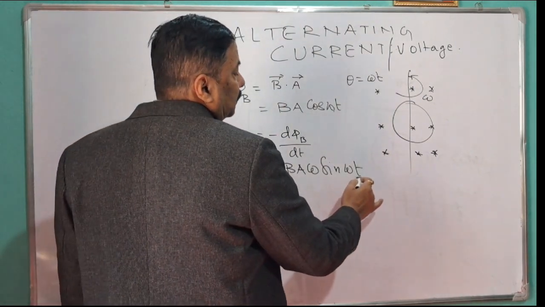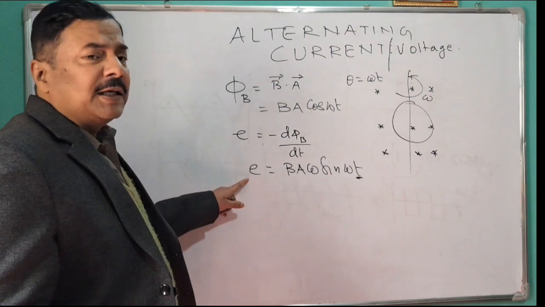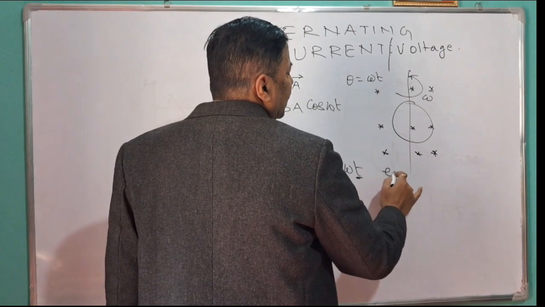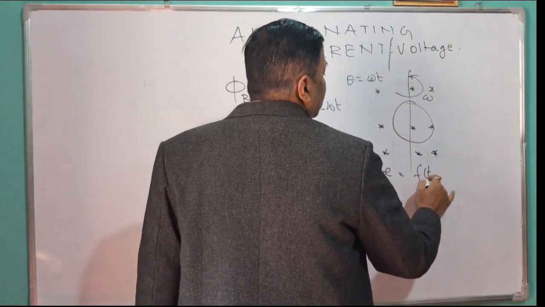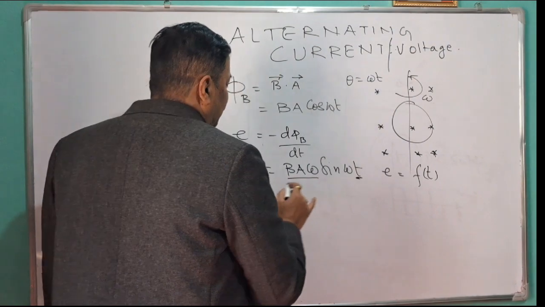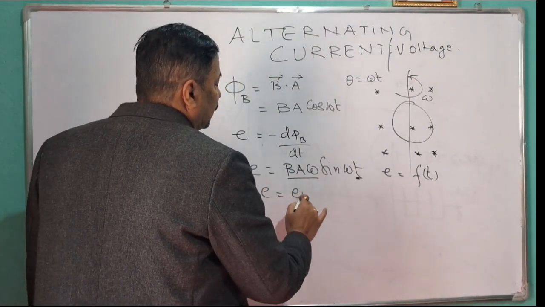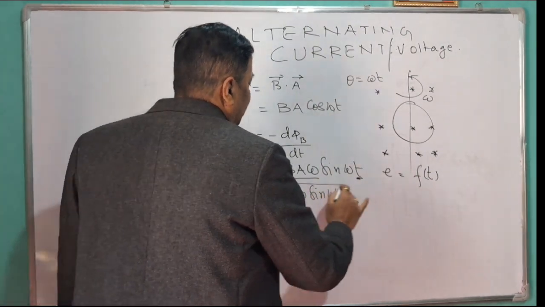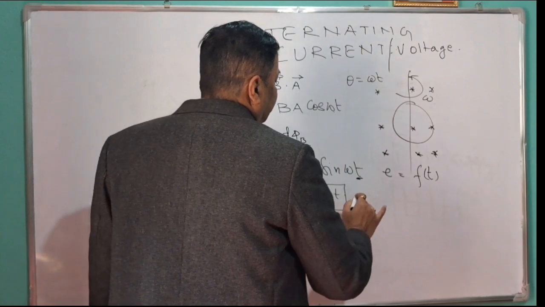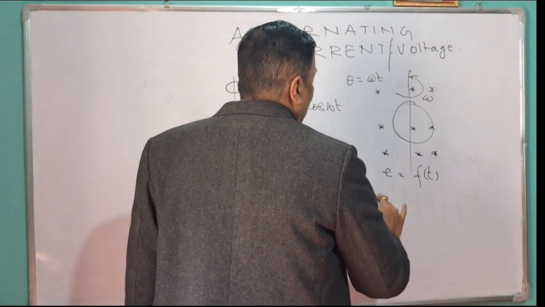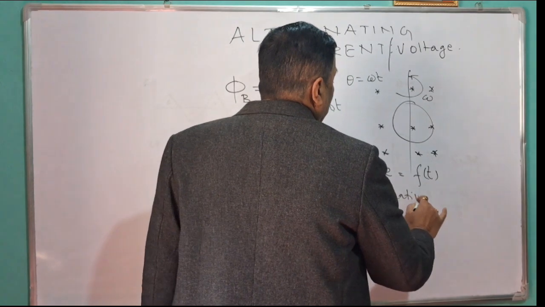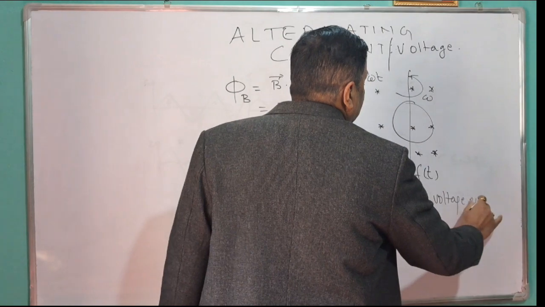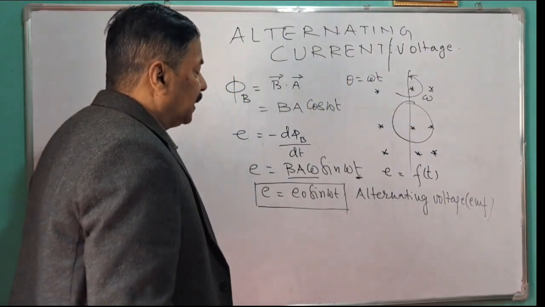Here t is variable, so E is changing according to this time t. So we can say E is a function of t, and these three are constant. If I write E equals E naught sine omega t, this is basically representing your AC alternating voltage, meaning EMF. It is representing the alternating EMF.